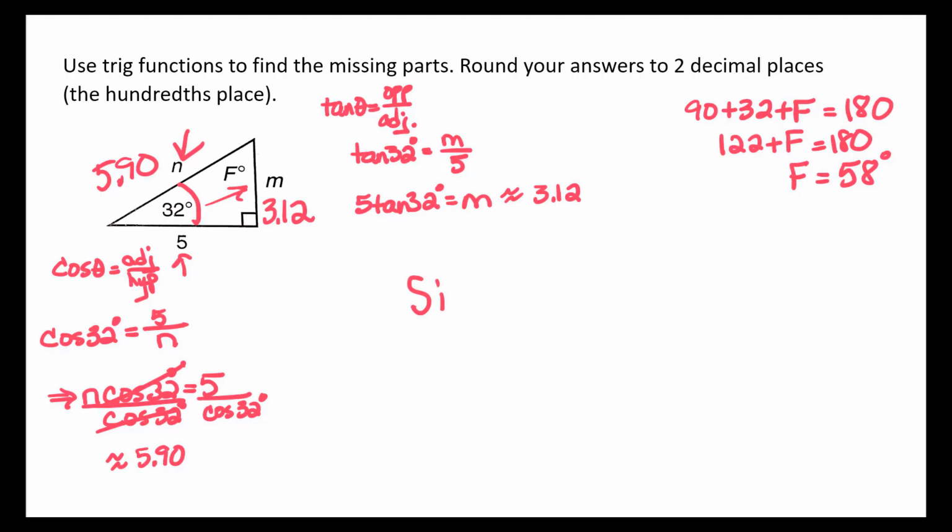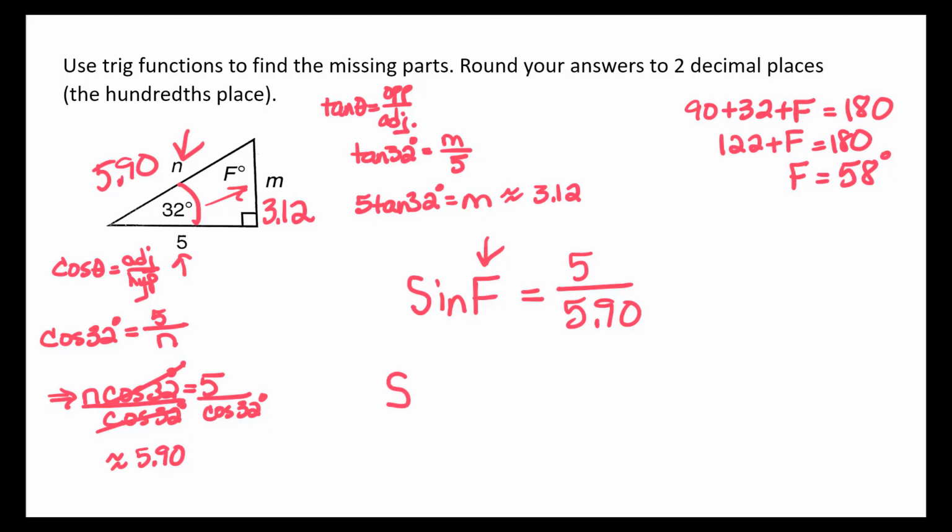So the sine of f is going to be opposite, 5 is opposite to f, over hypotenuse, which we found out was 5.90. Now, I have to use inverse sine to find f because I don't know the angle. I can't take the sine of f if I don't know f. So I can't use sine. I have to use inverse sine. That is the function you use when you know the ratio, but you don't know the angle.